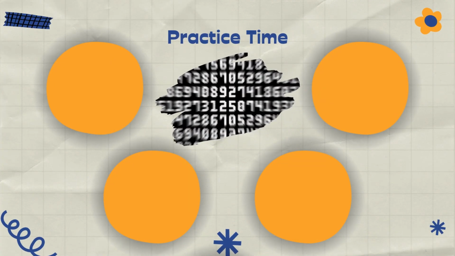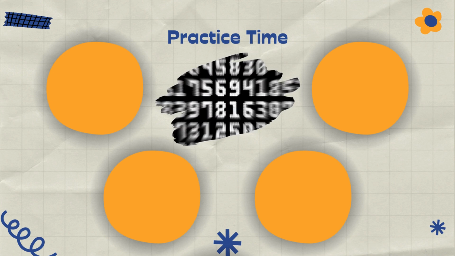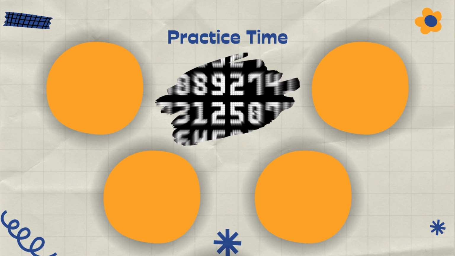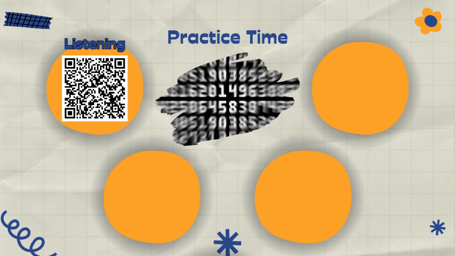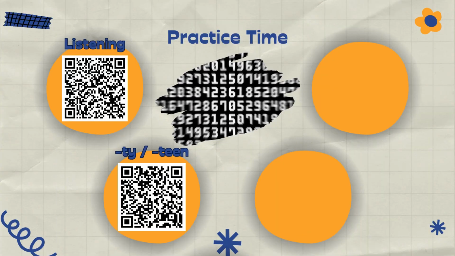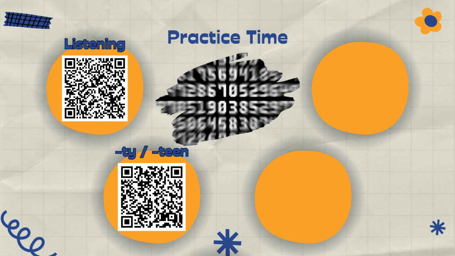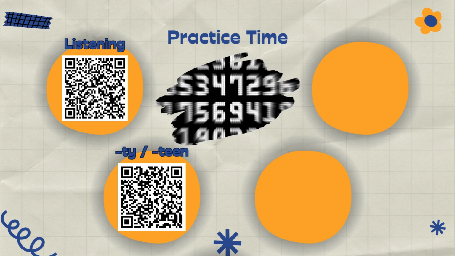Now practice. This time we have a full set of exercises so you can have all areas covered. We have 4 codes. This has never happened before. The QR on the top left is for a listening practice, just some easy numbers to warm up. The QR on the bottom left is for practicing the difference between ty, tens, and teen. Have a try since this is the hardest.